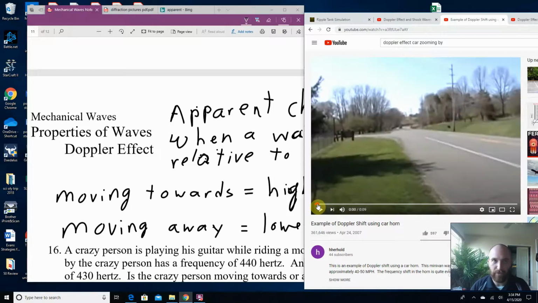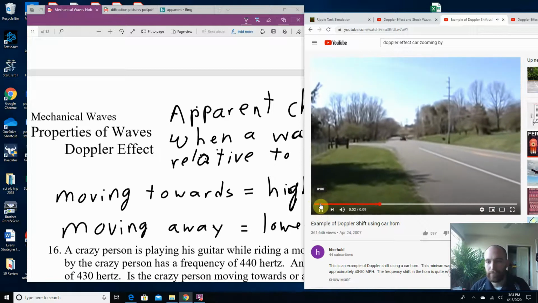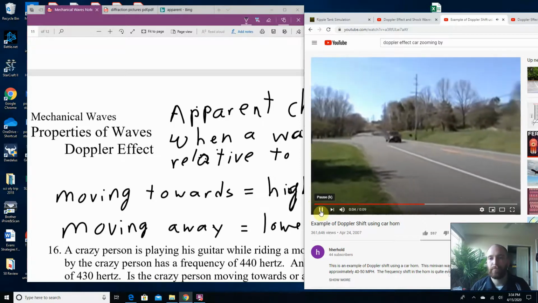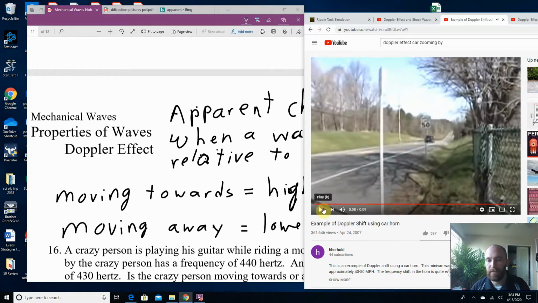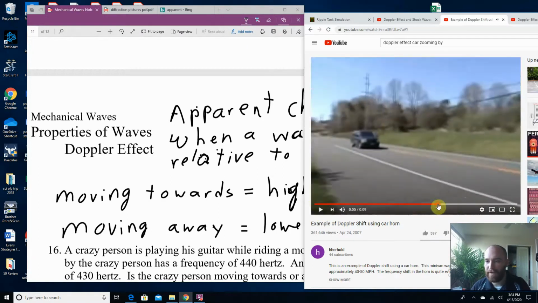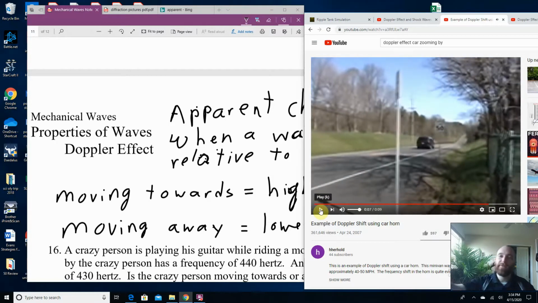As the car moves towards us, we have a higher frequency, and once it passes and starts moving away, you should notice a lower frequency. So hopefully you caught it right about here as the car is about to drive by. You go from high frequency to low frequency, moving towards versus away.